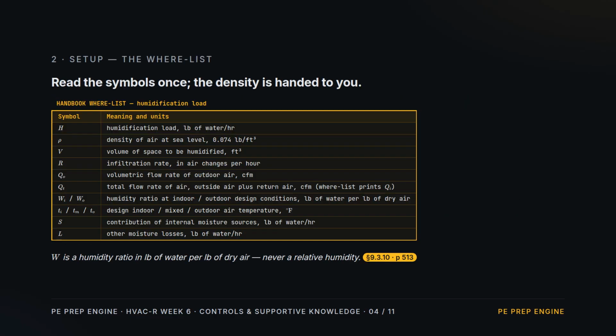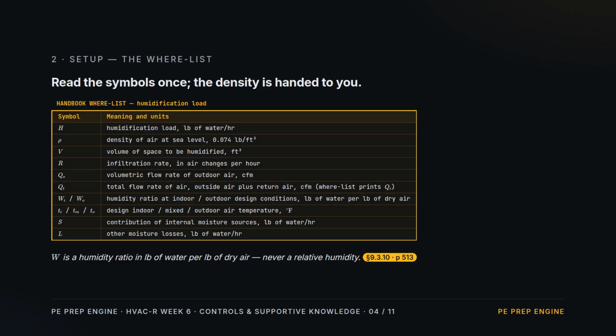Setup: the where list. Read the symbols once. Load is pounds of water per hour. Volume in cubic feet. Infiltration and air changes per hour. Both flow rates in CFM. The humidity ratios are indoor and outdoor design conditions, in pounds of water per pound of dry air, not relative humidity. The 3 temperatures are indoor, mixed, and outdoor. Internal sources and other losses are both moisture flows in pounds of water per hour.